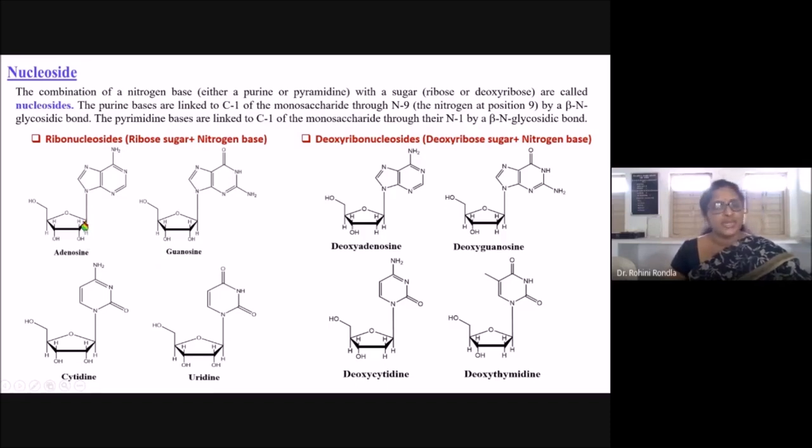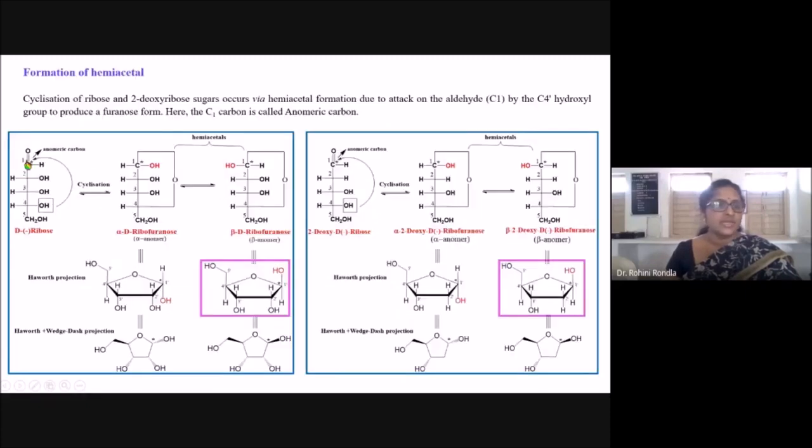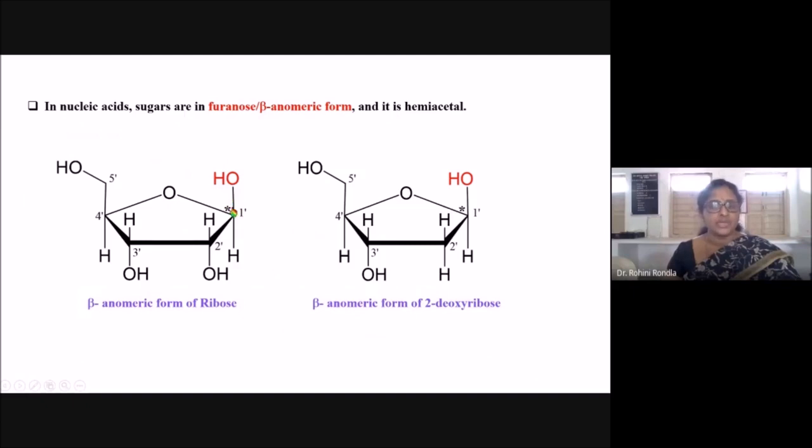You have to remember this substitution place. See this. What is the numbering? I will show you here. This is the first carbon. This is the second carbon. I told you the first carbon. The first carbon has OH on the right side as alpha and on the left side as beta. So beta is always written with the hydroxyl group on the upside. This is the beta form. This is also the beta form of 2-deoxyribose. Remember this numbering. This is the first carbon, second carbon, third carbon, fourth carbon and fifth carbon.